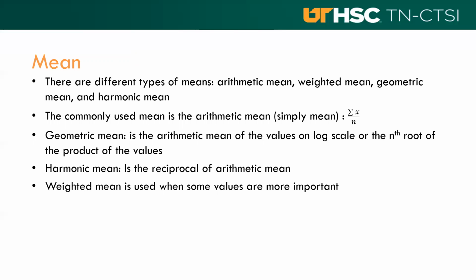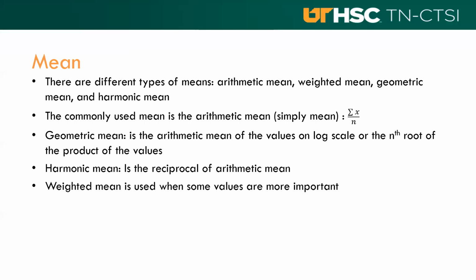Or it's the nth root of the product of the values: multiplying the values and taking the nth root of that product gives us the geometric mean. The harmonic mean is the reciprocal of the arithmetic mean of the reciprocals. This is calculated by taking the reciprocal of each observation. So we will sum the 1 over the observation and divide that by the number of observations. That gives us the harmonic mean.